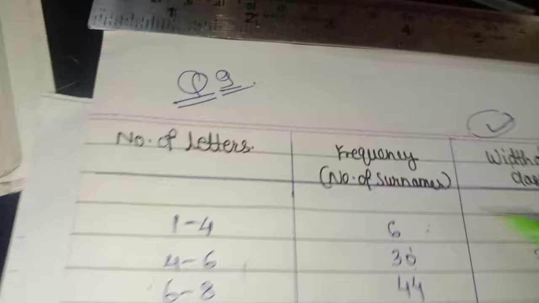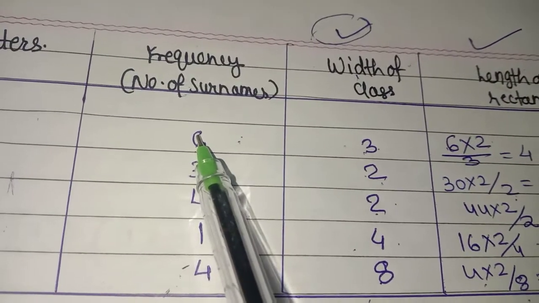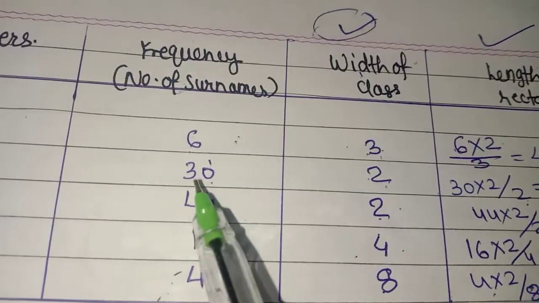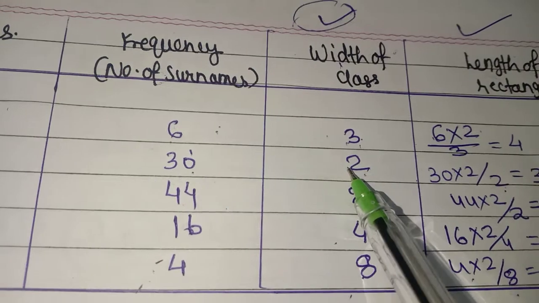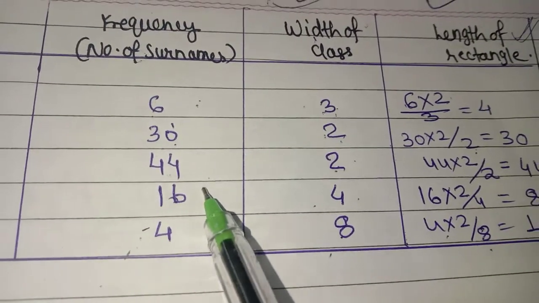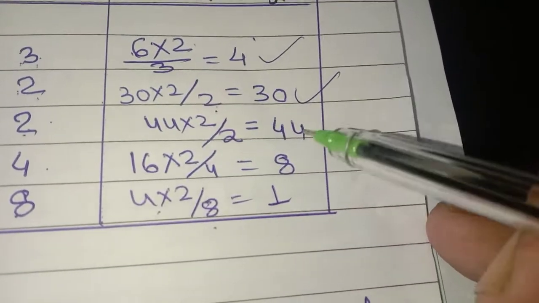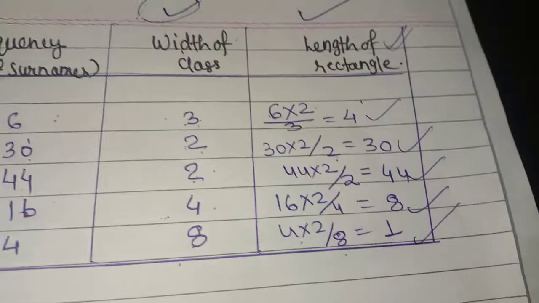Okay. This is used when the class has not been given an equal interval. Understand? Multiply the frequency by 2 and divide it by the width: 3, 2, 2, 4. So you will get the lengths 4, 30, 44, 8 and 1. Now how to draw this?